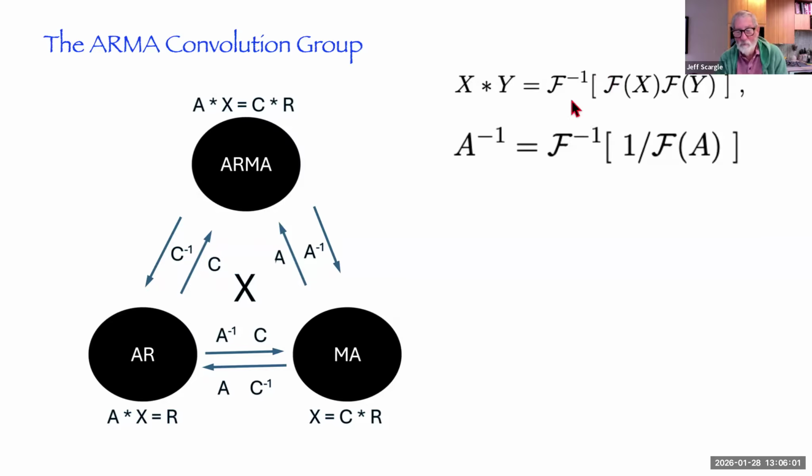Some theorem in Fourier. Anyway, it's just evaluating convolutions with Fourier transforms, and by the same token, as long as the Fourier transform of a filter doesn't go to zero, you can evaluate its inverse, its convolutional inverse, in this way. So this is a nice package that corresponds to easily implemented data analysis things.